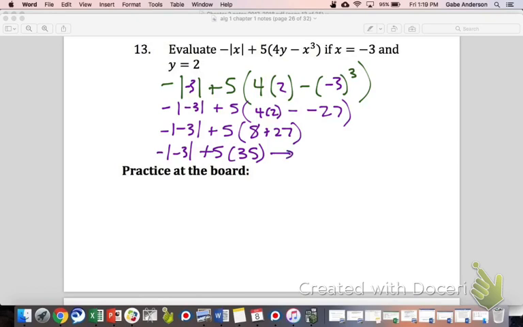Now I'm going to just move over here to give myself a little more room. Let's go ahead and do the absolute values. Listen carefully to my question. What is the absolute value of negative 3?